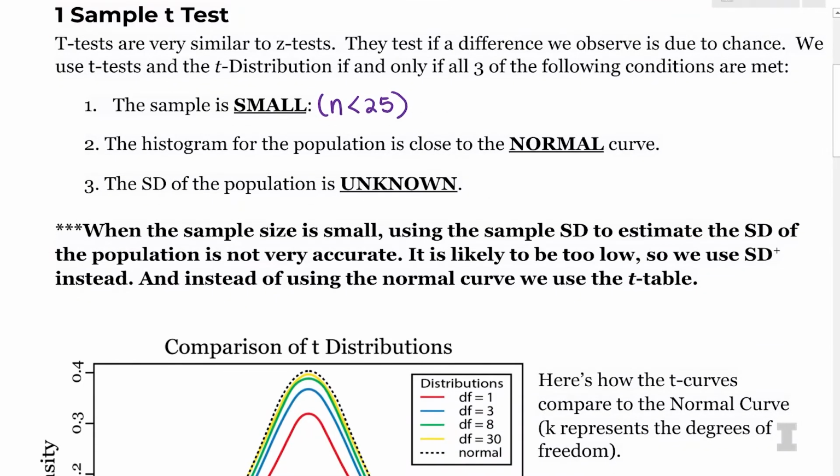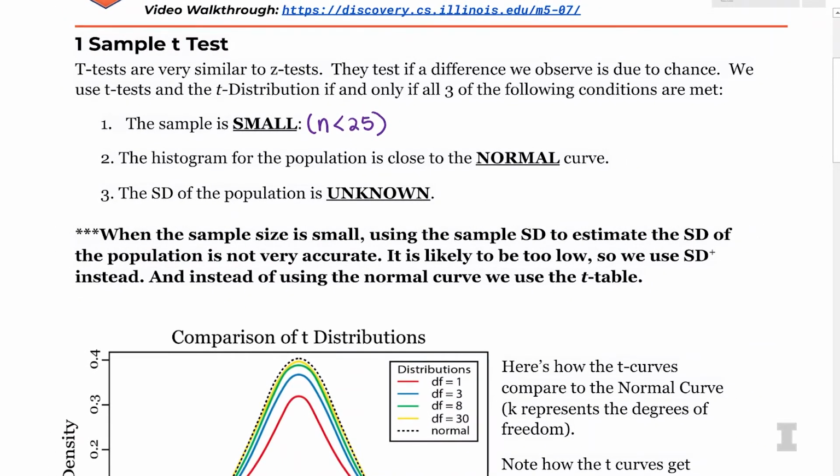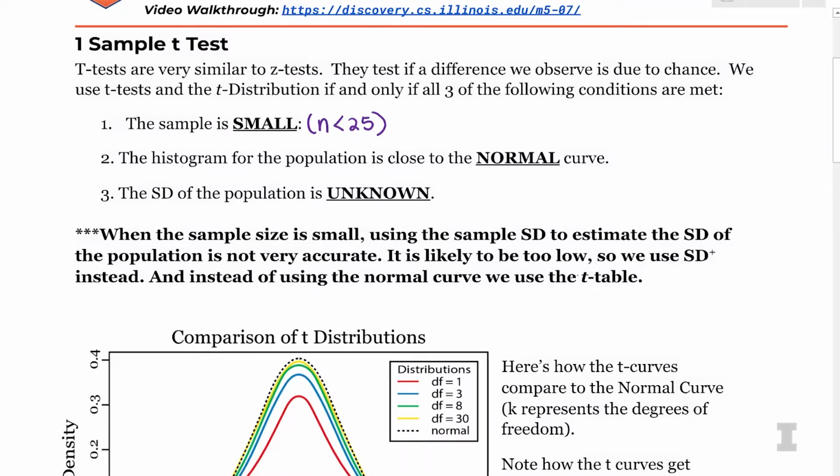Whenever we have small samples, it causes problems. It's not ideal. When the sample size is small, using the sample standard deviation to estimate the SD of the population is not very accurate. Whenever we were doing the z-test or doing inference, I had been saying the standard deviation of the population isn't known, but it's okay. We took a random sample, and I can use the sample standard deviation as an estimate. But when the sample size is small, this presents a problem. So we have to make these adjustments. The sample standard deviation is usually too low if we have a small sample.